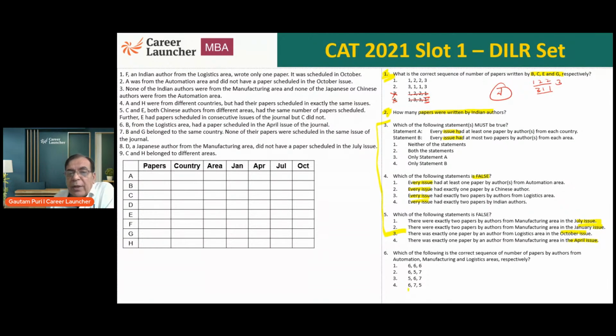Question number 6: which of the following is the correct sequence of number of papers. Again, I will say questions 1, 2, and 6 are focusing on the number of papers. So if I can find the number of papers and some extra information, probably I can answer these 3 questions. While questions 3, 4, 5 are asking me to find out which issue published a paper of which author and which area. So which issue is questions 3, 4, 5. How many papers is questions 1, 2, and 6. That's the broad structure.